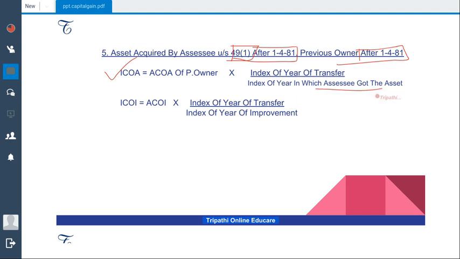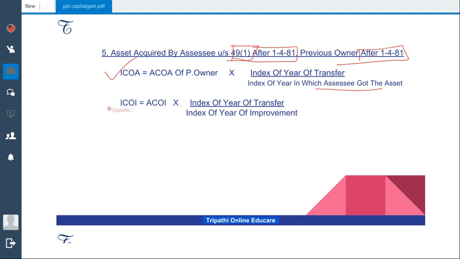For us, your CII is important. We are not looking for the CII of the previous owner. We are not calculating the capital gain of the previous year. So the year in which you got this asset, that year is important for us for the calculation of index cost of acquisition, right? So we are going to take the index of the year in which SSC got the asset. That means you got the asset.